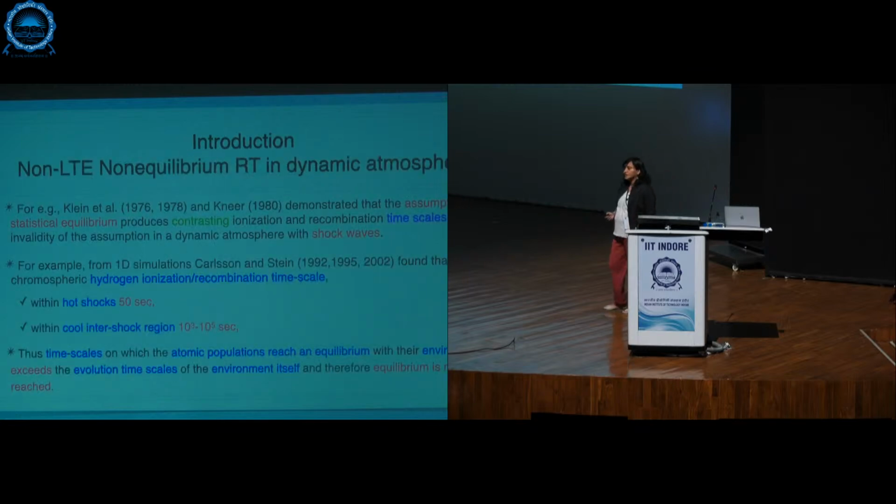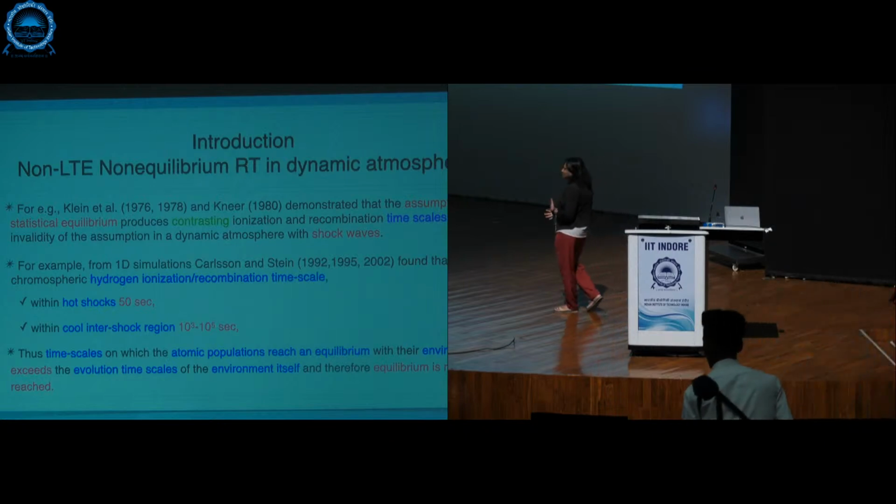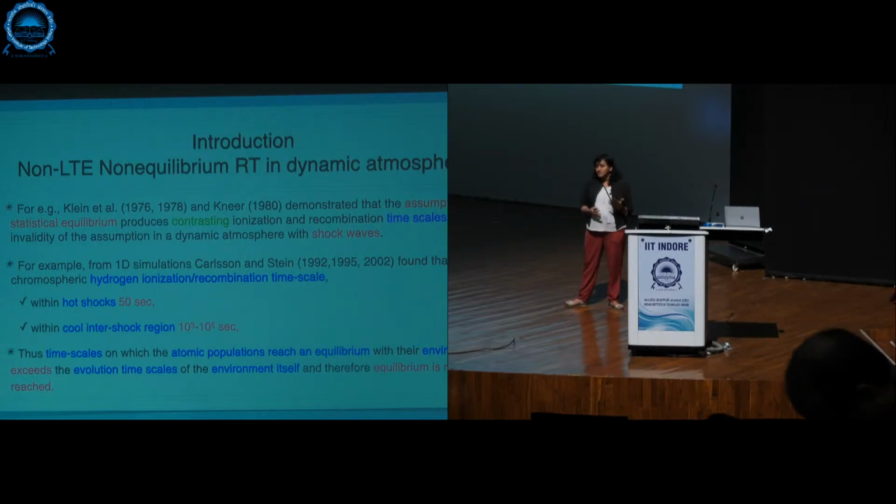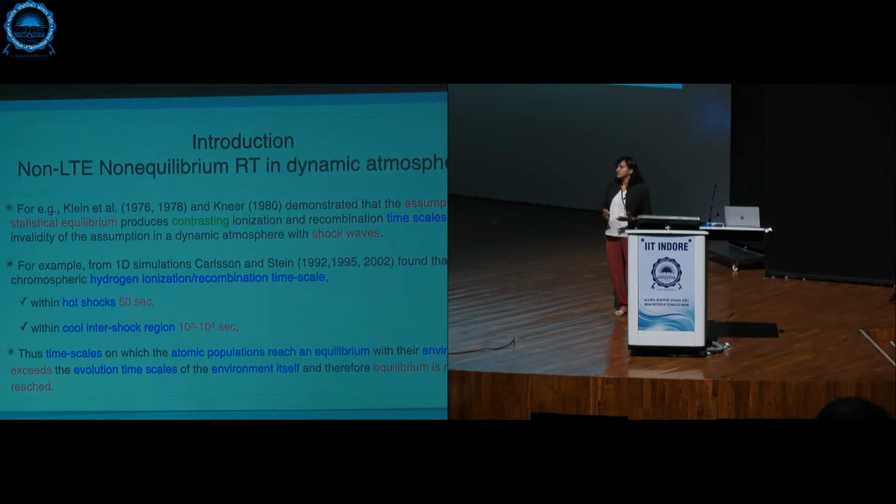However, Klein and Kneer demonstrated that this assumption of kinetic equilibrium or statistical equilibrium also breaks down in a dynamic atmosphere, because it produces contrasting ionization and recombination timescales. For example, from 1D simulations, it's shown that within the hot shock, the timescales of ionization and recombination can be as quick as 50 seconds, whereas in cool intershock regions, it can be as slow as 10^3 to 10^5 seconds.